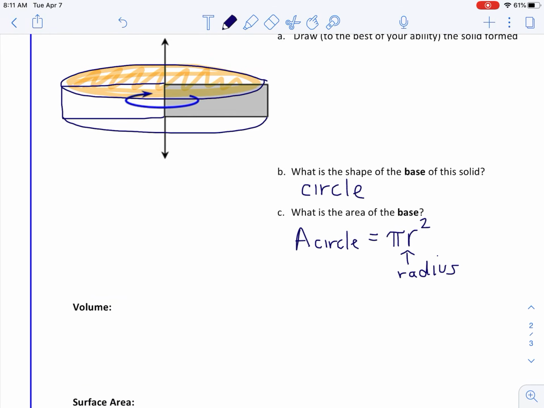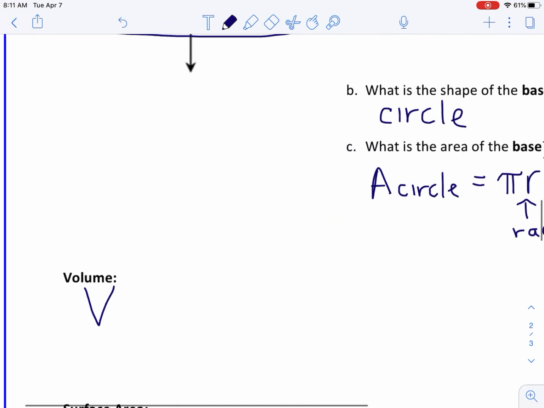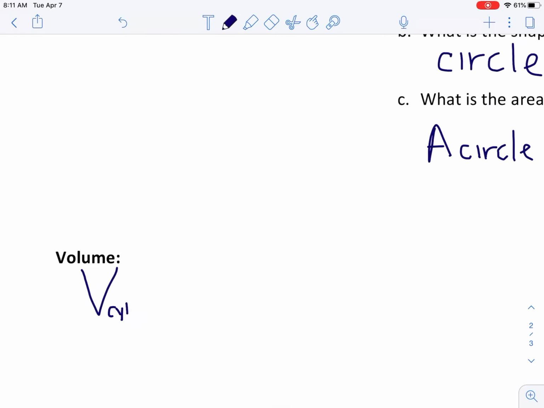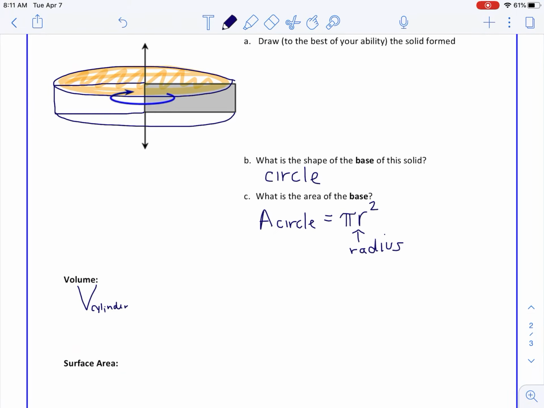So the volume of a cylinder, I'll put V and then a little subscript, I'll write cylinder, is, once again, like yesterday, like I take a circle and I stack another circle on top of it and I stack another one and another one. So I'm taking the area of that base. It's going to be the area of the base times the height. This looks the same as yesterday.